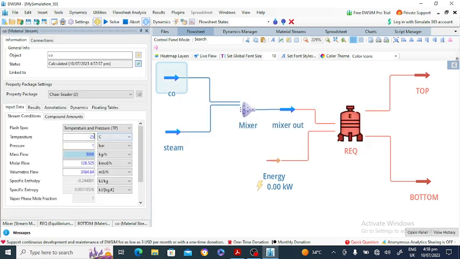Suppose I am changing this one to 45 degrees centigrade, this to 2 bar pressure, and now solve it. So it shows some error. Again 25 degrees, 1 bar. One or more streams in the output are not calculated. Okay, 1 bar. Click on the solve button. So it is taking some time.